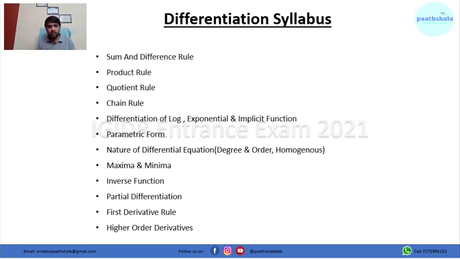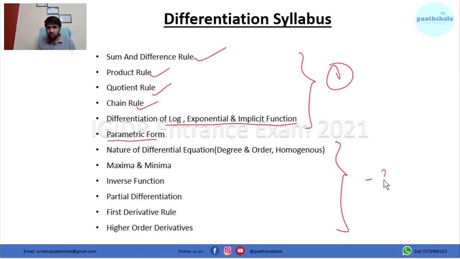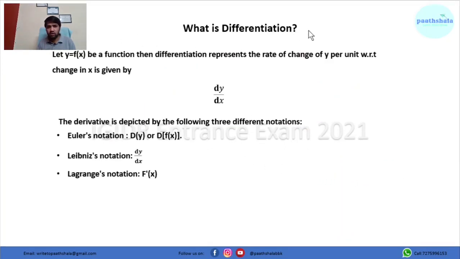So I'll start with the syllabus first. In the topic differentiation, we'll have to cover several subtopics which comprise differentiation like sum and difference rule, followed by product rule, quotient rule, chain rule, differentiation of log, exponential and implicit function, and then followed by parametric form. So today I'm going to cover these topics first in the first part, and the rest of the topics I'll cover in the second part. Okay, so let's move to the next slide.